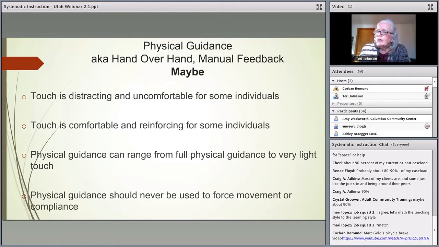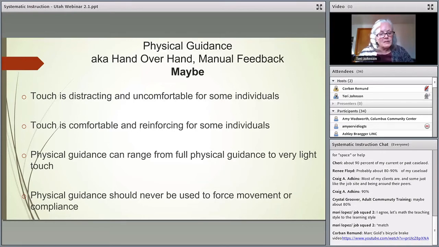But physical guidance, hand over hand, manual feedback, maybe I choose to use that with a learner. What I always keep in mind is that for some people, touch is distracting and uncomfortable. So just being touched is distracting, uncomfortable for any number of reasons. For other people, you want to recognize that touch is really comfortable and reinforcing to some individuals. So if you fall into a pattern of constantly using touch to teach, and someone finds that very comforting and reinforcing, you may have a hard time fading.